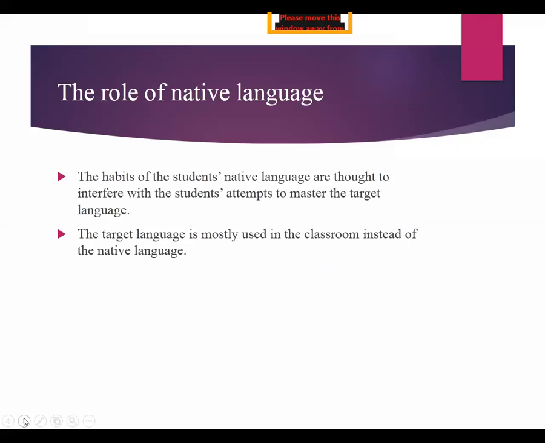Now, the role of the native language. What is the role of the native language? The habits of the students' native language are thought to interfere with the students' attempt to master the target language. ठीक है, जैसे previously GTM में होता था कि उनकी जो mother tongue थी that interferes, right? वो कहीं ना कहीं involved थी, but this method tried to remove that habit, ठीक है, of using the students' native language. They have to think in the target language. Okay, so that's why the target language is mostly used in the classroom instead of the native language.